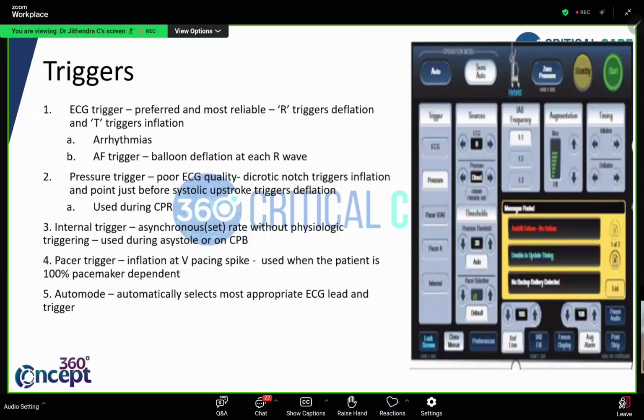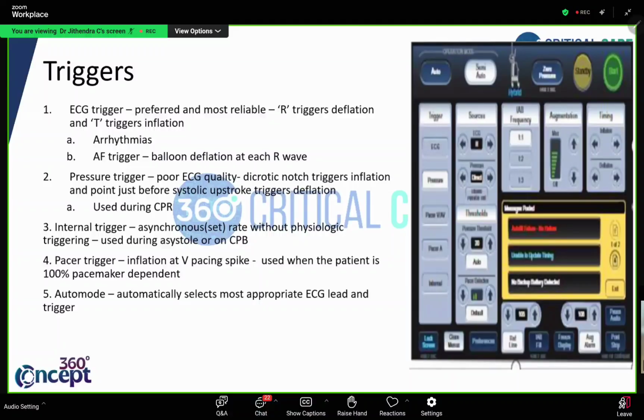And usually when we are weaning off, we'll change the frequency rather than reducing the augmentation. So if there is any abnormality in the timing of your inflation and deflation, you have an option on the interface of the console, so you can change the timing of it. Here you can see inflation, deflation. For inflation, you can increase or decrease it. Deflation, you can increase or decrease it. So these are common settings which are there. You should know these terminologies.